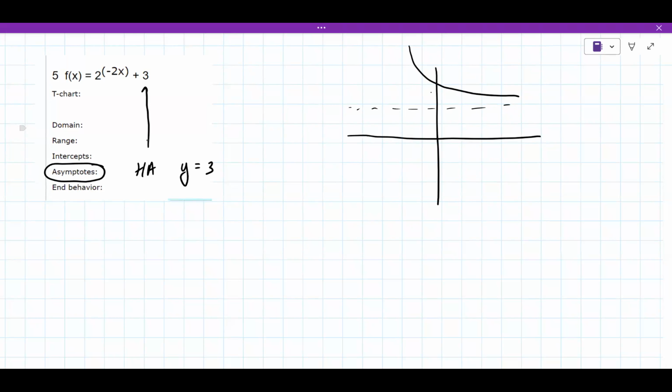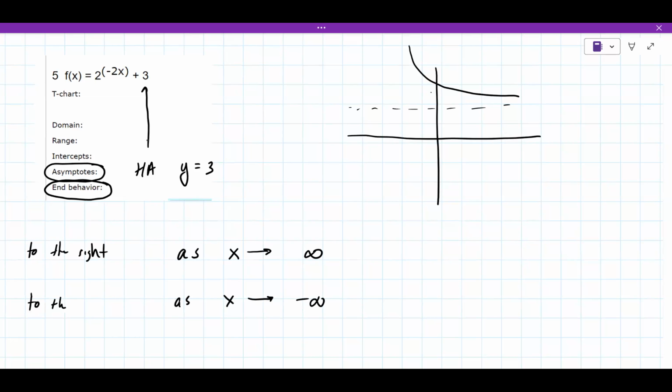Okay, so there's nothing else to do there. End behavior comes from the following. You have to write two things. As x goes to infinity, and you want to think of that as going to the right. And as x goes to negative infinity, you want to think of it as going to the left. So it's like tracing the curve. It's like tracing to the right.